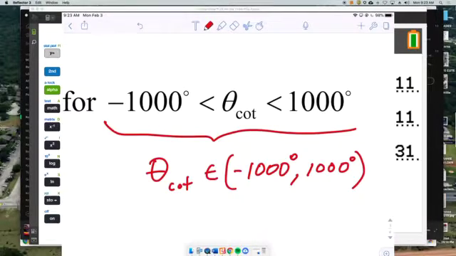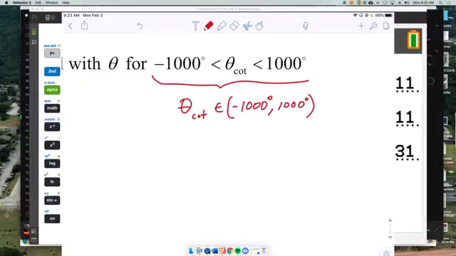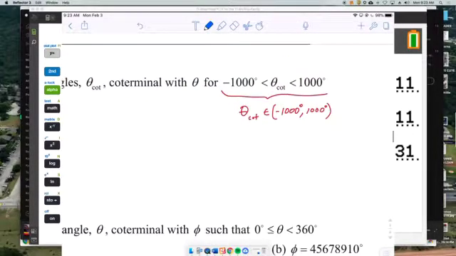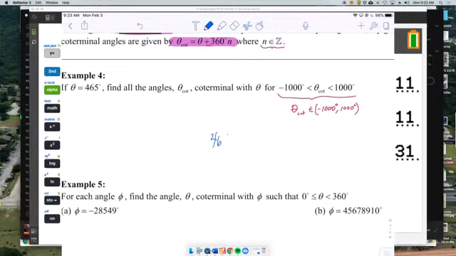So is 465 itself going to be in our list? Yes. Because 465 falls between -1,000 and 1,000, and it can be coterminal with itself. So here's what I'm going to do. I'm going to list these left to right. Let's go ahead and start with the list. 465. Just write it in the middle of your page and put a comma. We're going to list them from left to right.